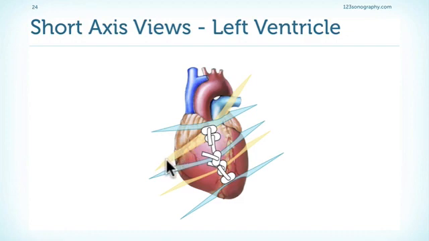Let's now turn to another short axis view. Let's turn to the short axis view of the left ventricle. There are several different views we can look at, starting from views which transect the left ventricle at the level of the mitral valve, at mid-ventricle, and more apically.